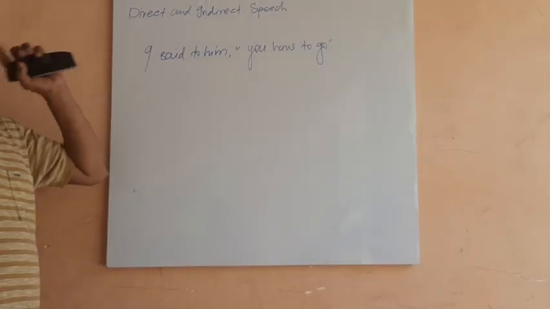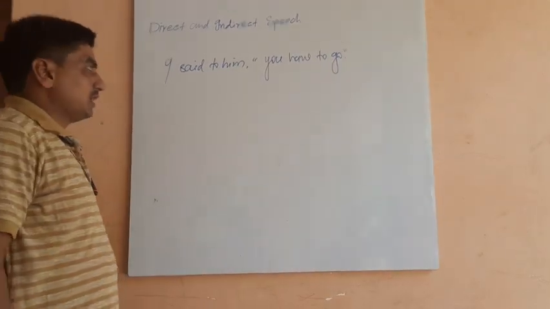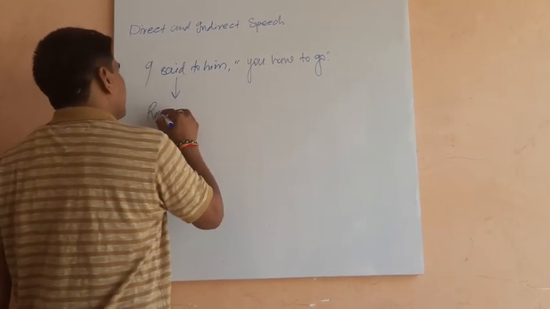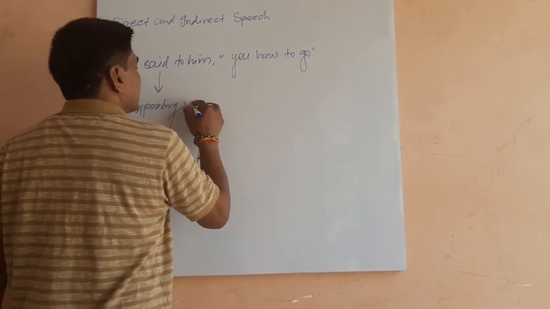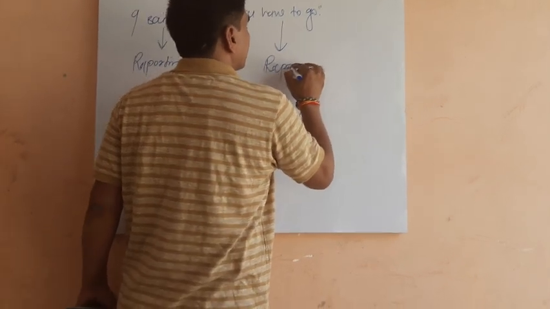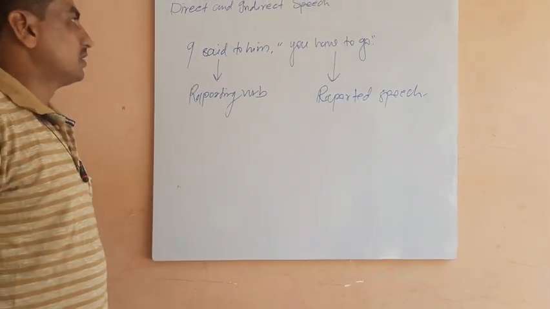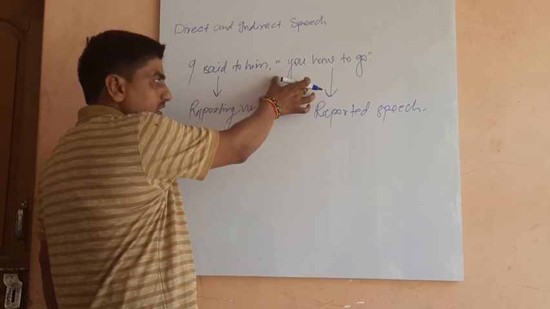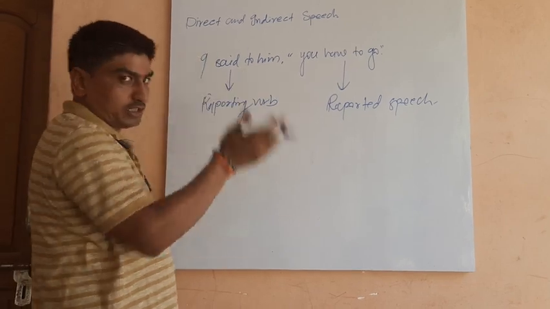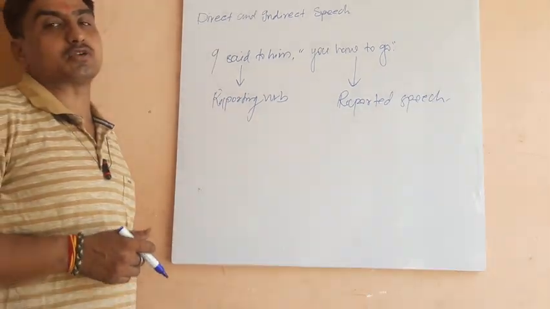This is a sentence on the blackboard. I said to him, you have to go. In this sentence, you are getting two parts. This is the reporting verb, and the second part is the reported speech. Now, this is the direct speech. You can see within the inverted commas there is a sentence, and we have to change it into indirect speech. So for that, we have to follow some certain rules.